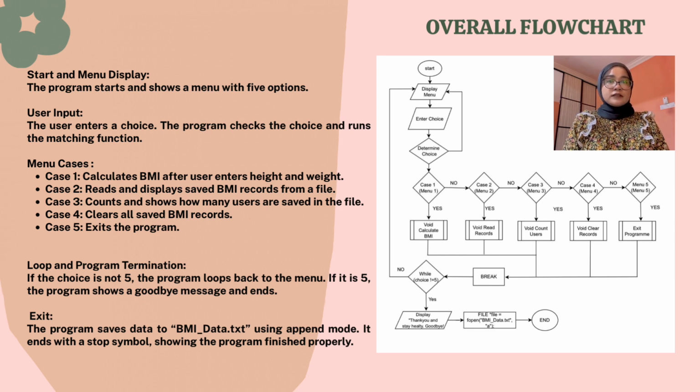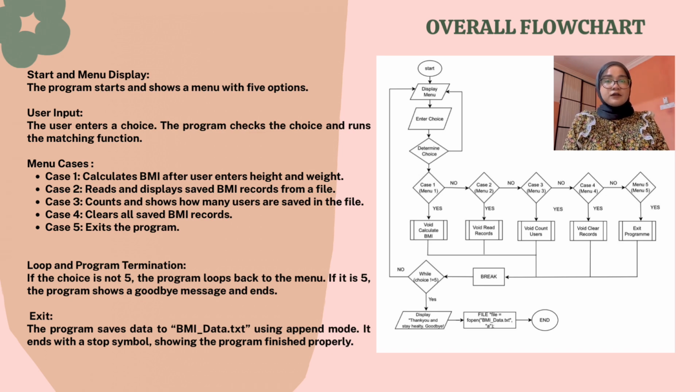For the user's input, the user enters a choice. The program checks the choice and runs the matching function. For the menu, we have 5 cases. Case 1 is to calculate the BMI after the user enters height and weight. Case 2 is to read and display saved BMI records from a file.